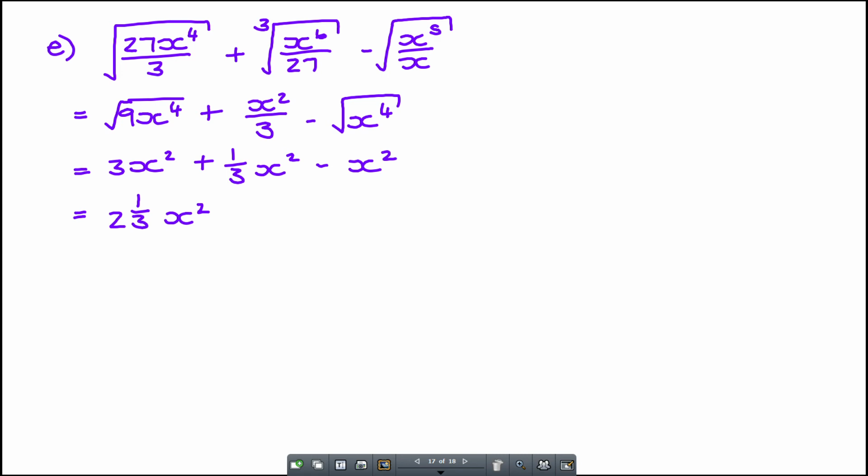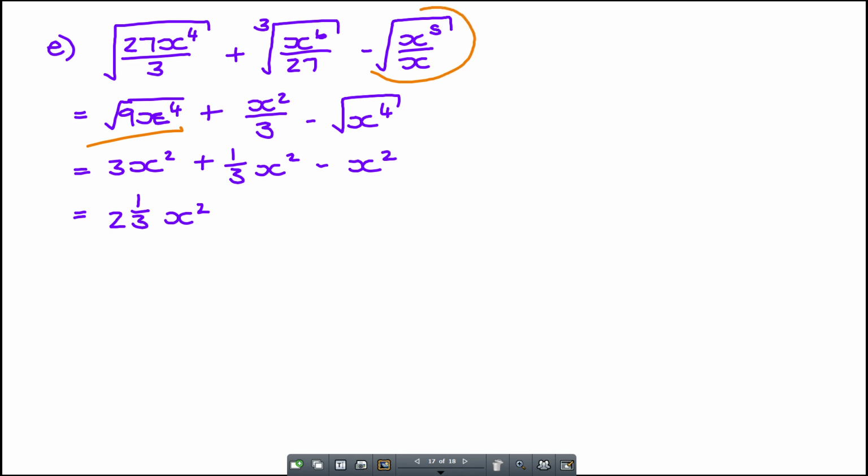Okay, so in the first square root, I cancelled out. That 27 over 3 is the same as 9. So I made that 9x to the power 4. Then the second one, I already got the cube root of it. So cube root of x to the power of 6 will be x to the power of 2. Cube root of 27 will be 3.